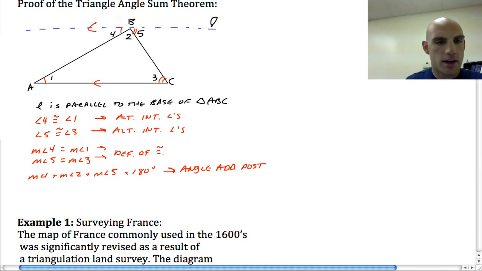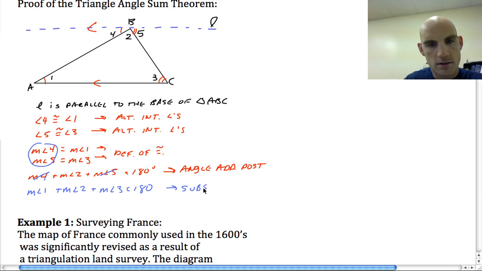Now watch what I do. Because 4 and 5 can be substituted for 1 and 3, okay? If I take this, I can say, take out 4 and 5, and now I'm going to say the measure of angle 1 plus the measure of angle 2 plus the measure of angle 3 is equal to 180 because of substitution. So that gives me 1 plus 2 plus 3 is 180. It's a pretty slick little proof, okay? So that's what we're operating under. That's the proof that we're working with.